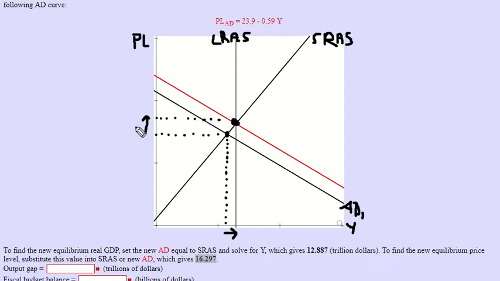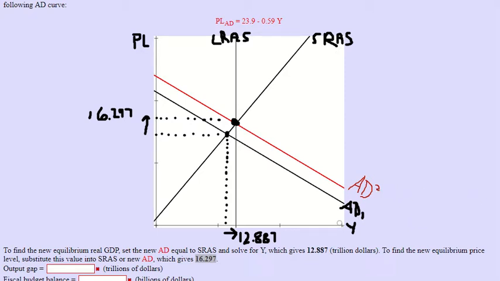The new price level is 16.297. GDP is now 12.887. Okay, and then we got to label the aggregate demand curve from scenario 2. Okay, so that's aggregate demand from scenario 2.